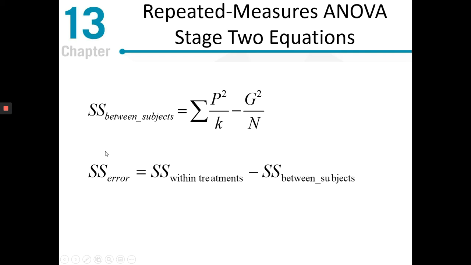And then the second step we have to do with the sum of squares: we have the sum of squares between subjects now. We take the old within, and we subtract the new sum of squares between to find the new sum of squares error, the smaller little chunk that I showed you in that drawing.